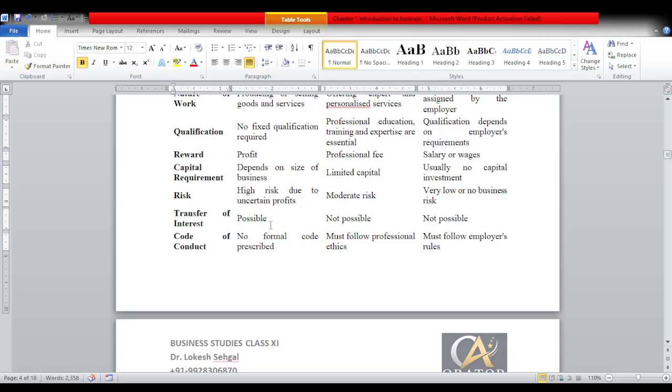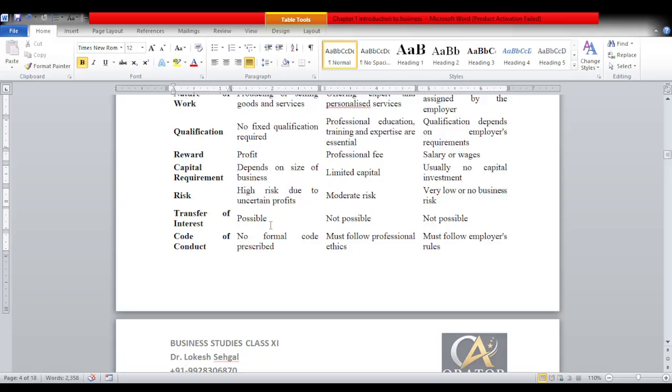Transfer of interest is not possible because as a CA, a CS, a lawyer or a doctor, you have your own interest in doing the business. So you cannot transfer your interest to someone else. You cannot transfer your professional activities to someone else. In the same way, you cannot transfer your interest of doing important work to others. Not possible. So it is also not possible in the case of employment.